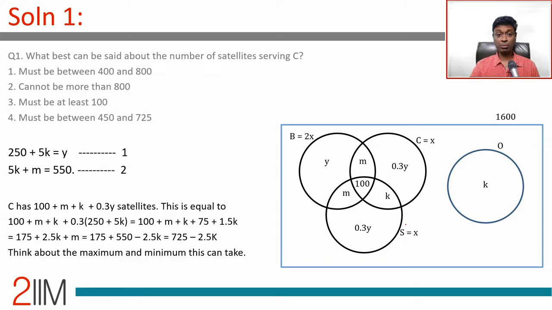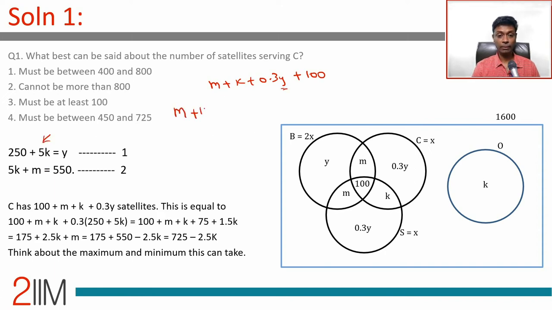What best can be said about the number of satellites serving C? Number of satellites serving C is M plus K plus 0.3Y plus 100. So 0.3Y can be written in terms of K. We know Y is 250 plus 5K. So let's write this in terms of K.